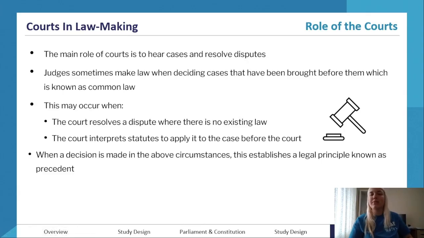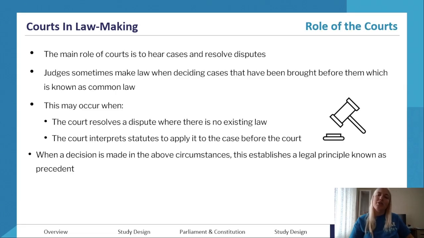So, what is the role of the courts? The main role is, of course, to hear cases and resolve disputes. We just learned about something additional in Unit 4, Area of Study 1, which includes resolving disputes between Parliament, constitutional interpretation, and new roles that you haven't looked at before.